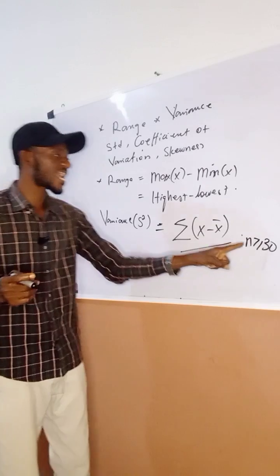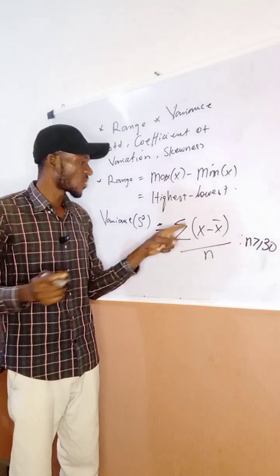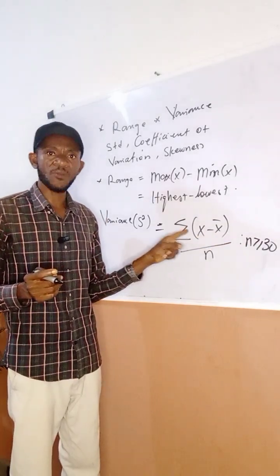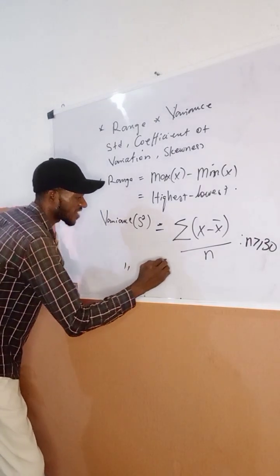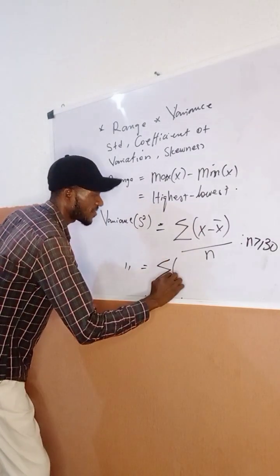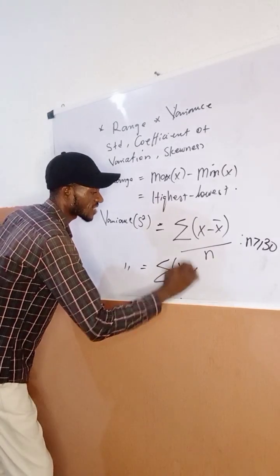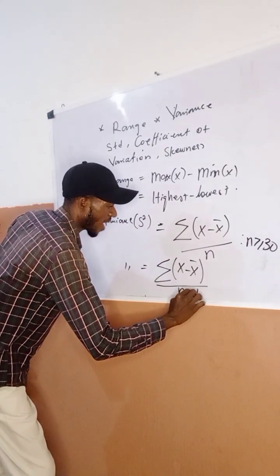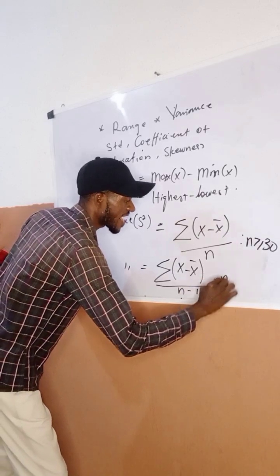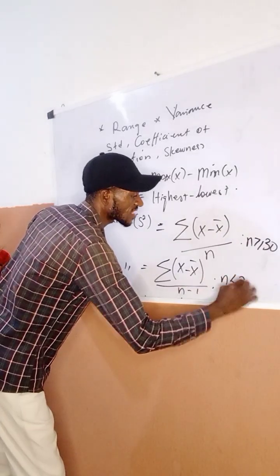But when N is not up to 30, we are going to use another formula. The formula we are going to use states that variance is given as summation of (X minus X bar) squared, all over N minus 1. This condition is when N is strictly less than 30.